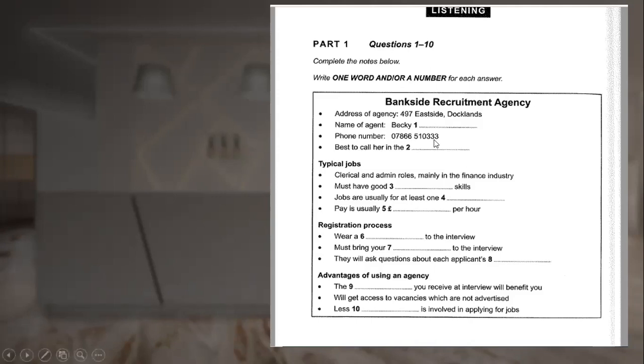Now, let's take a look at question number 1 here. Question number 1 is talking about the name of the agent. Now, let's assume you had the name Becky Simons. That was the name you had clearly on the tape. Remember, they're going to play a tape for you. So in the tape, you hear Becky Simons as your answer. If you write it like this, you're going to get a 0. Why? Because the Becky is already there for you.